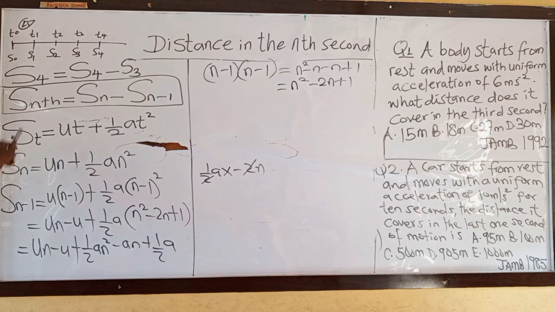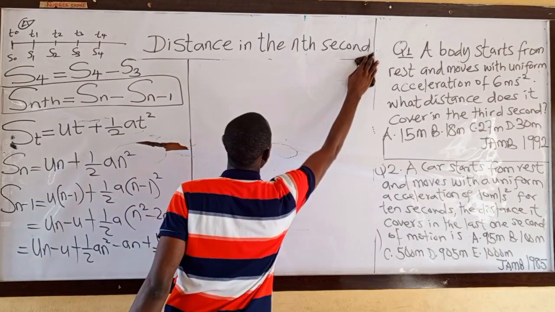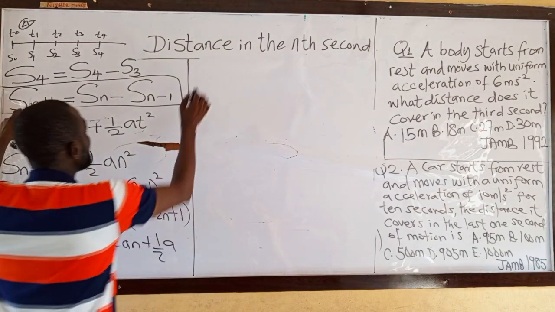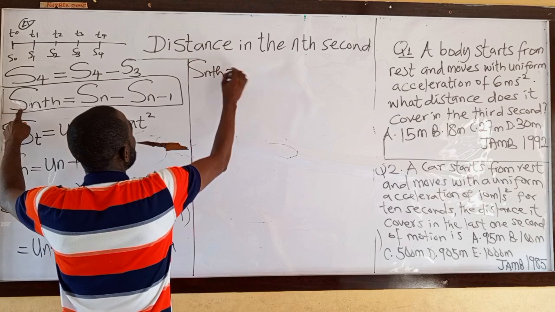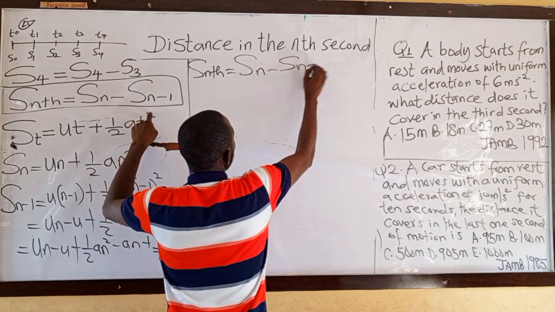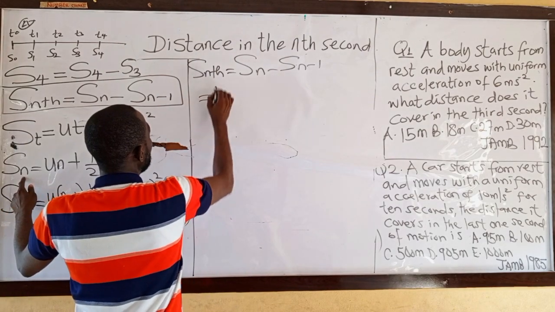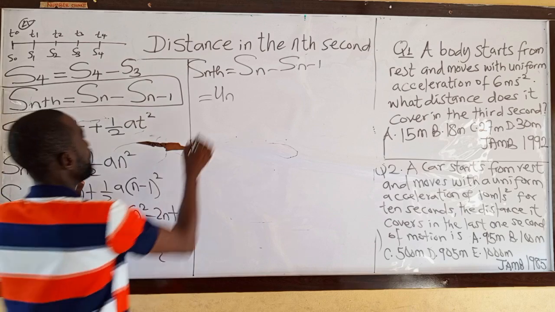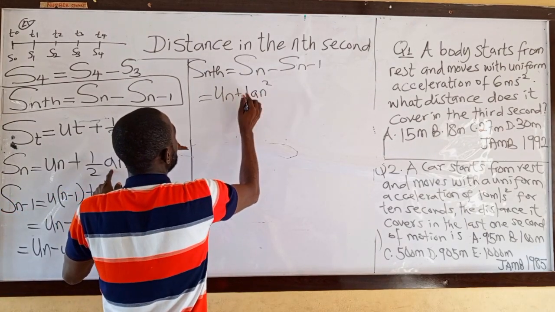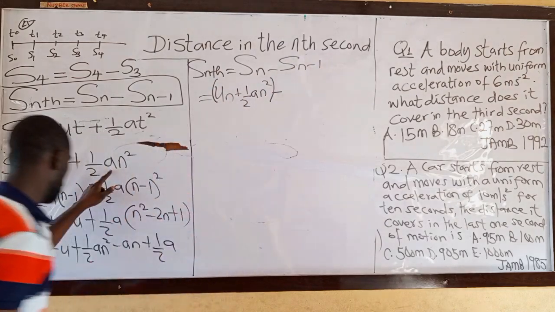But the formula is: distance covered in the nth second equals distance covered in n seconds minus distance covered in n minus 1 seconds. So the distance we are looking for, don't forget, is equal to distance in n seconds minus distance in n minus 1 seconds. The distance in n seconds is un plus half an squared. The minus, this is in bracket. What is the distance in n minus 1 seconds?